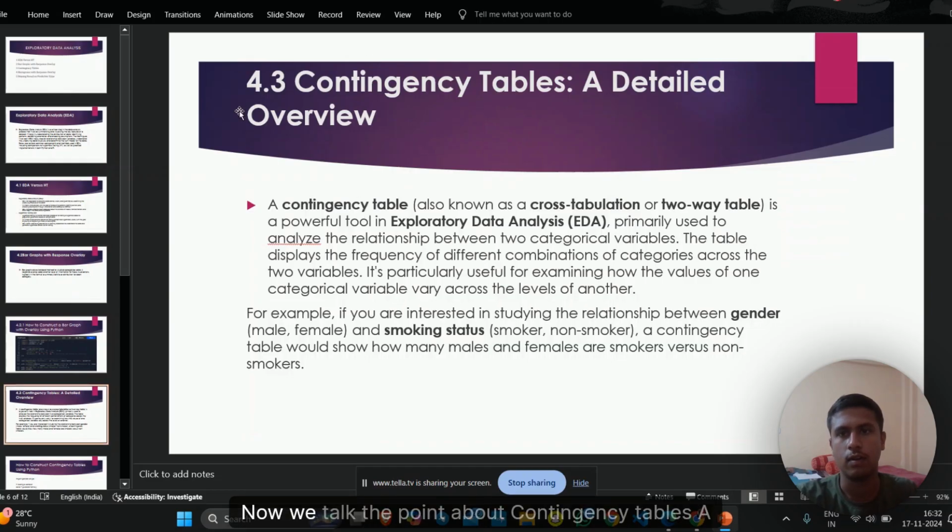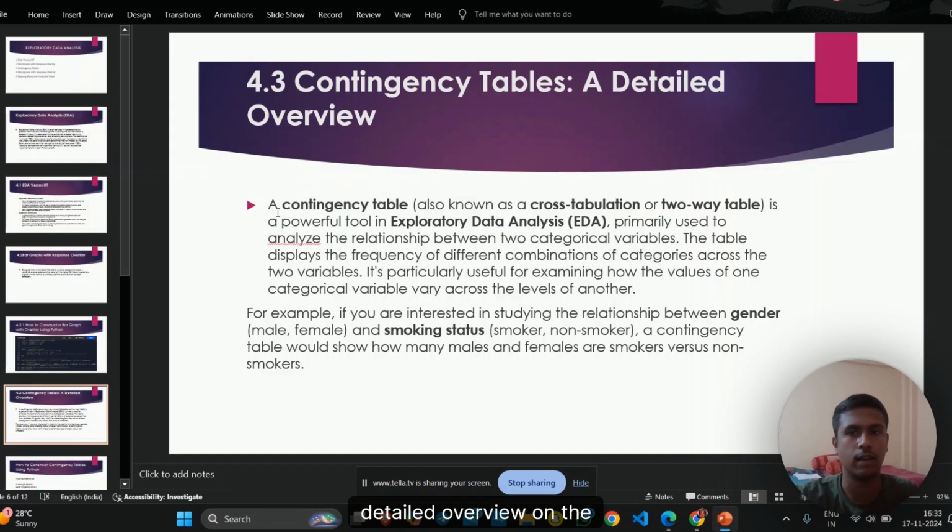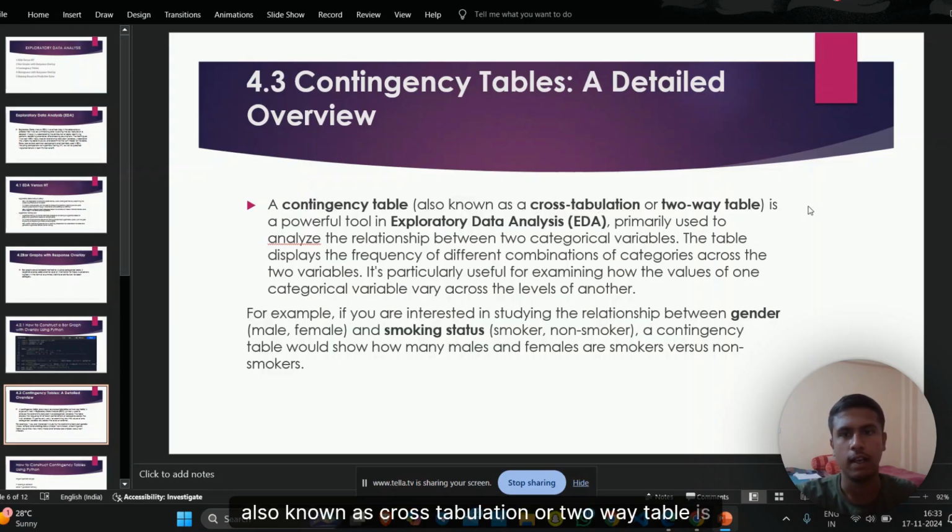Now, we talk about contingency tables, a detailed overview. A contingency table, also known as cross tabulation or a two-way table, is a powerful tool in exploratory data analysis, primarily used to analyze the relationship between two categorical variables. The table displays the frequency of different combinations of categories across the two variables. It's particularly useful for examining how the values of one categorical variable vary across the levels of another.